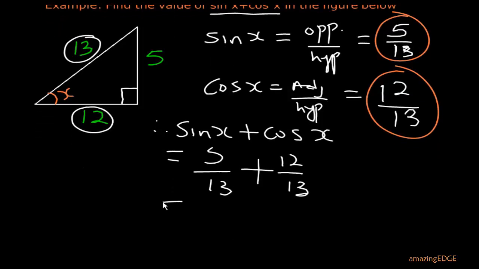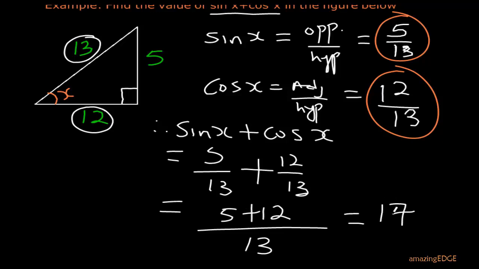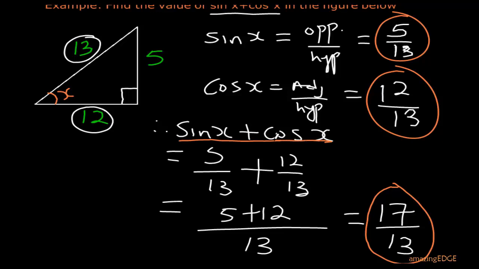So this will now give us, the LCM is 13. So here should be 5 plus 12, and this should give us 17/13. So what we have gotten finally is that our sine x plus cos x is equal to 17/13. And that is what we expected to find from the example.